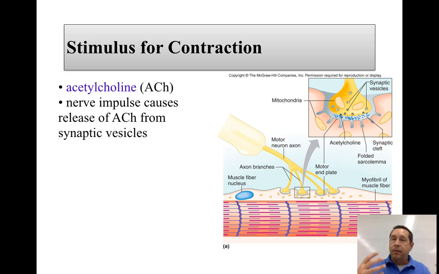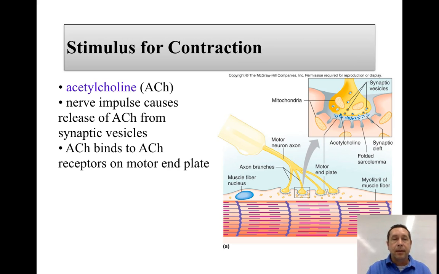As you can see in the diagram, there are vesicles at the end of the motor neuron that store acetylcholine. When that signal gets down to the end, it's going to cause calcium to rush in. It's going to cause the vesicles to fuse with the membrane and release the acetylcholine into the synaptic cleft. Then that's going to diffuse across the synaptic cleft and bind to receptors on the motor end plate of the muscle fiber.